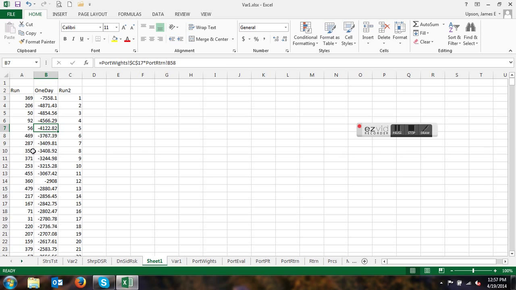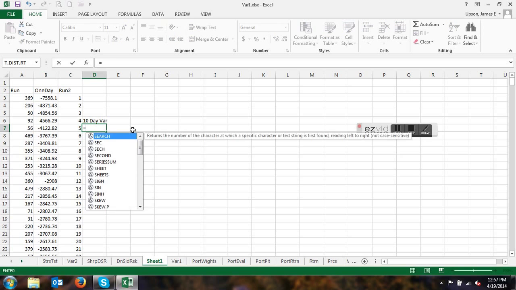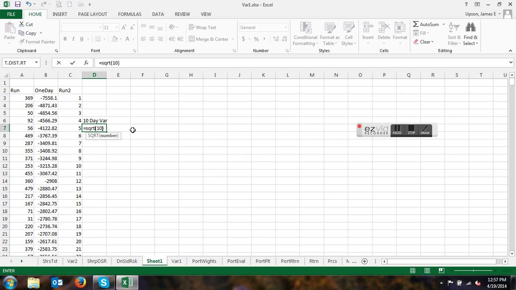And my fifth worst day, number 5, is minus $4,122. So the VaR calculation is pretty straightforward. Our 10-day VaR is simply going to be equal to the square root, SQRT, of 10 days multiplied by the loss. This is the 1% loss. Because there are 500 simulations, 1% of 500 is 5. So our loss is going to be at least, with a 1% probability, $4,122 or worse.